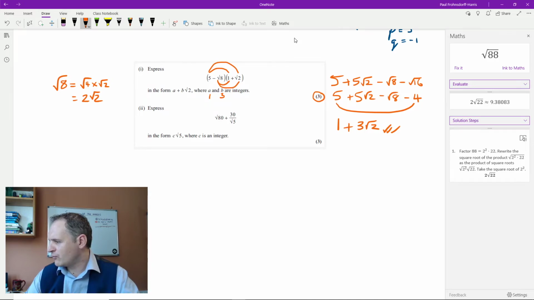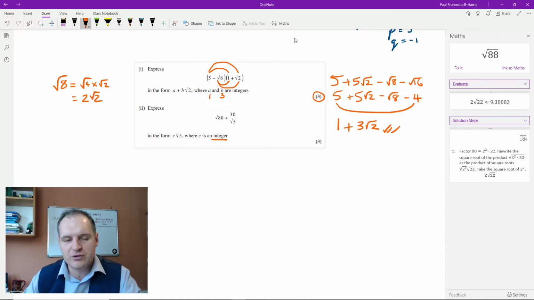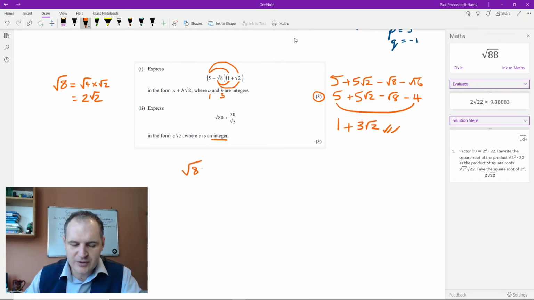Looks like you're following it. On this bit, we're doing express this in the form C root 5, where C is an integer. Again, just a whole number. So it's almost like saying, by the way, here's a clue to your answer. So what we're going to do, we're going to start with root 80, which just so happens to annoyingly be the same from the question before, and we're going to have 30 root 5. I like to do them separately. You don't have to.